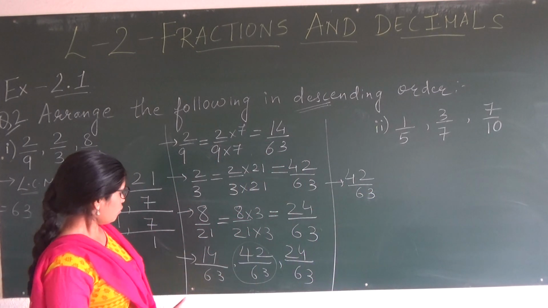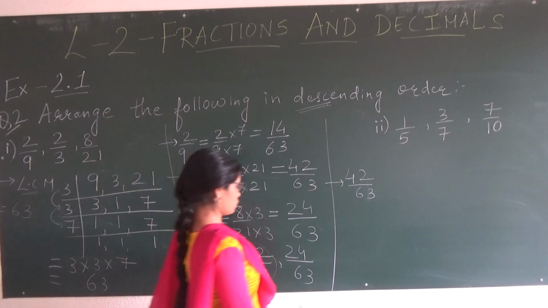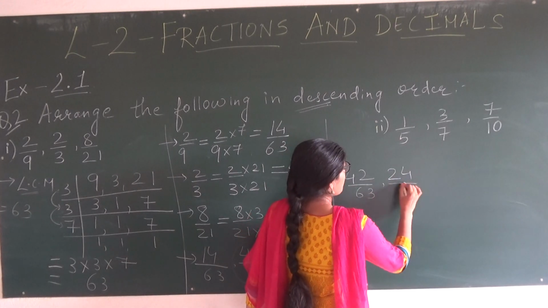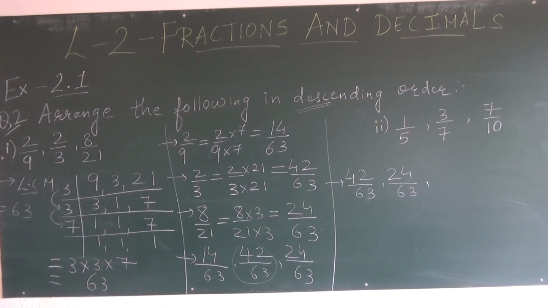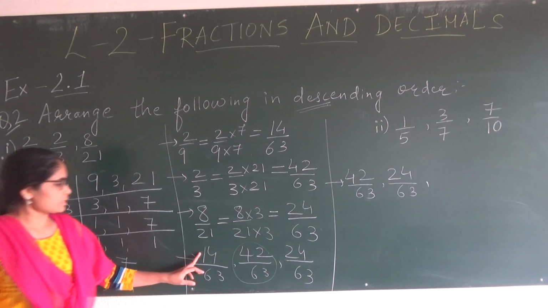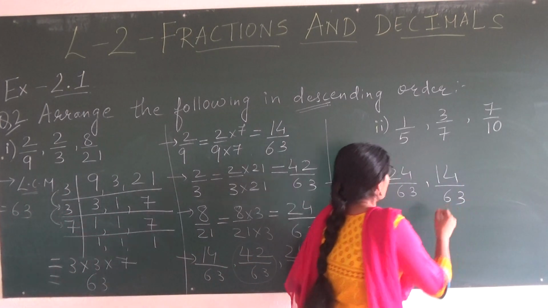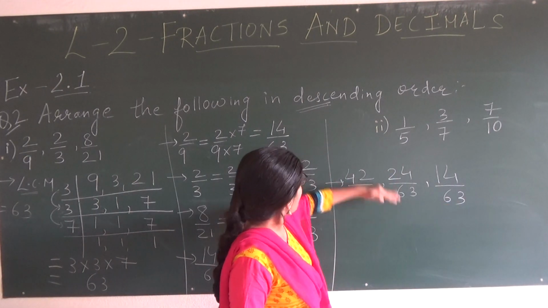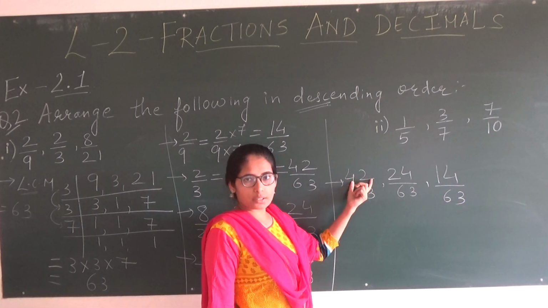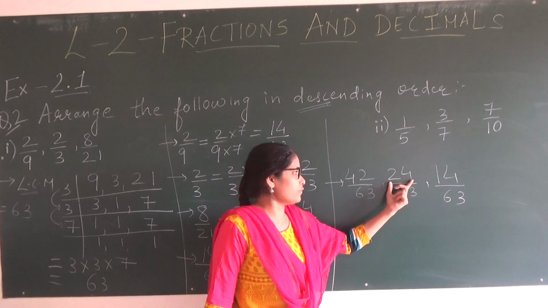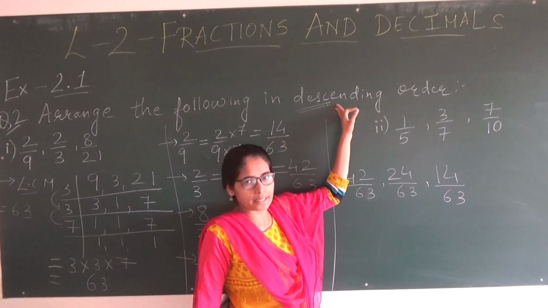Now this is over. Now 14 and 24. Out of these two, who is greater? 24. So now we will write 24 upon 63. Now what is remaining? 14. So 14 upon 63 we need to write over here. So this way we have arranged in descending order. Big to small. As you can see, 42 is the greatest, then smaller than 42 is 24, then the smallest one is 14. So we have arranged in decreasing order, that is descending order.